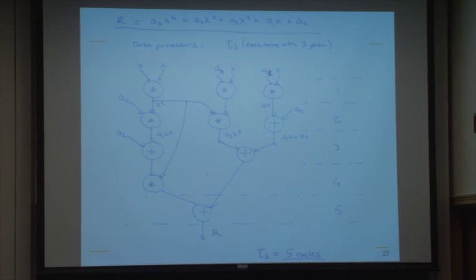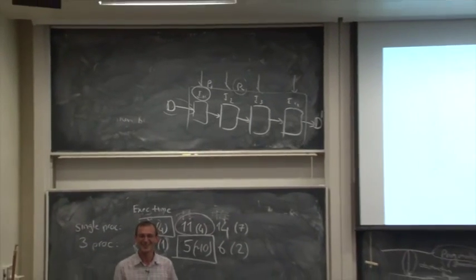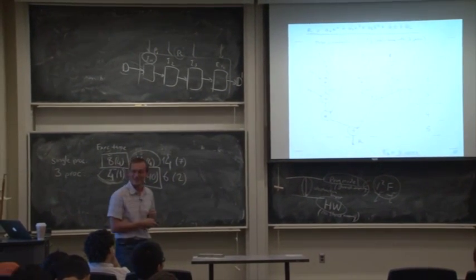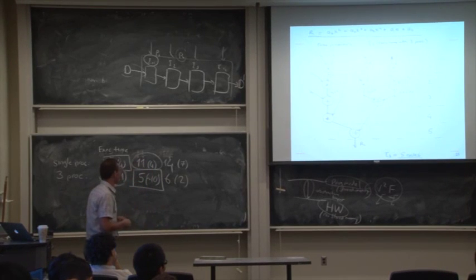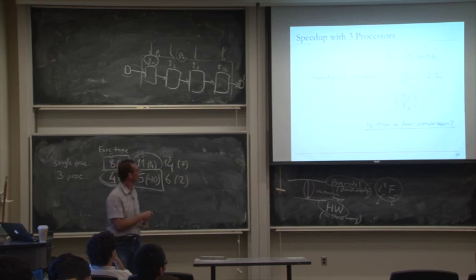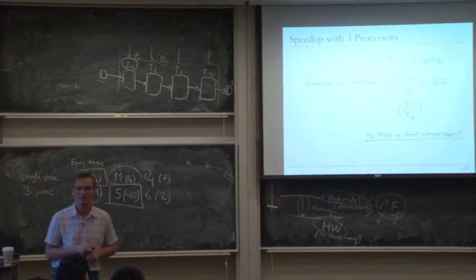So this is an approximate answer, which may or may not be correct, depending on the value of x or a. OK, so this is t equals 5 cycles. And your speed up, essentially, if you do these 2 things, is 11 divided by 5, 2.2, with 3 processors, which sounds pretty respectable, right?